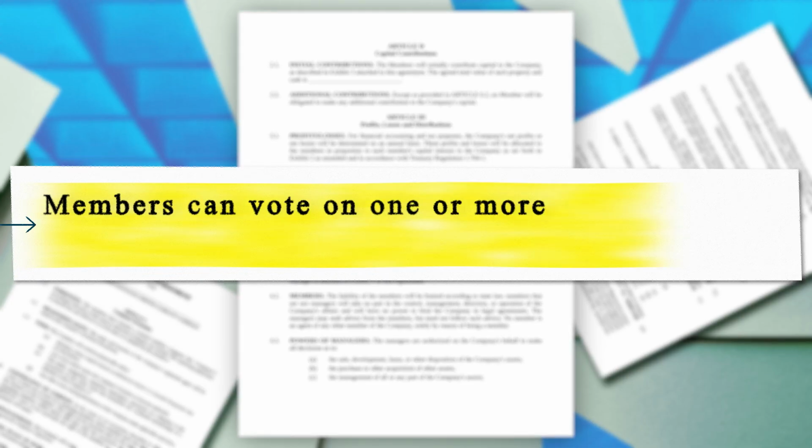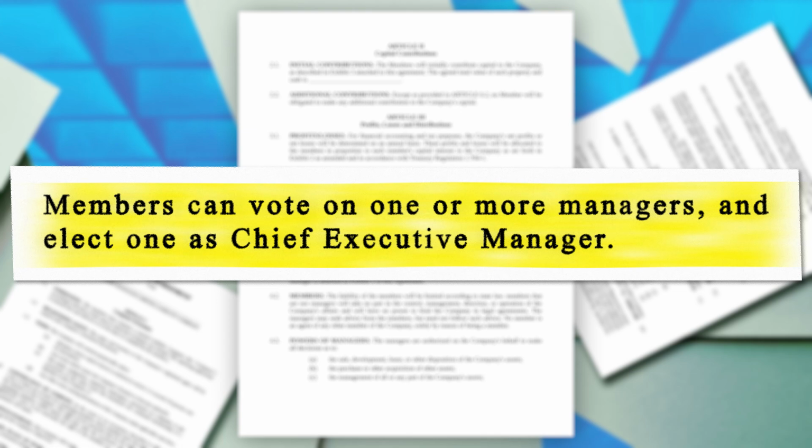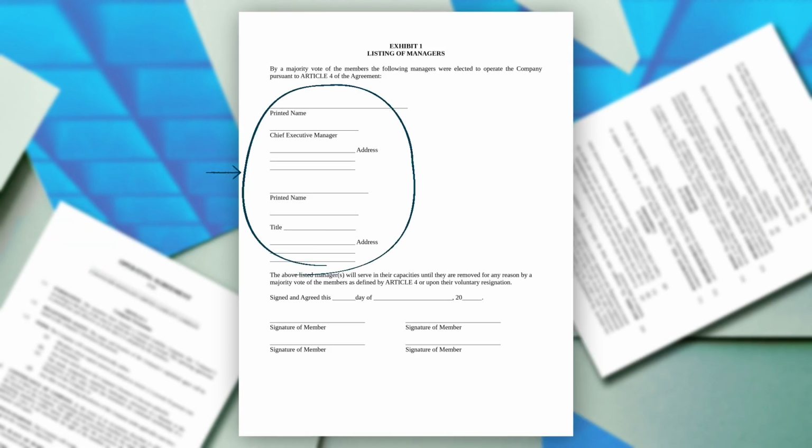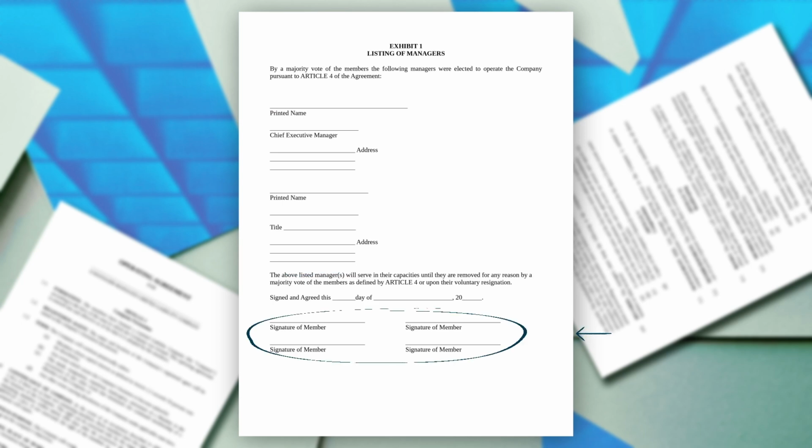Members can vote on one or more managers and elect one as chief executive manager. Once you've decided on your managers, you'll list their information in Exhibit 1 and have the members sign the document showing that they agree to the managers. After that, members leave the management control and operations to the managers.